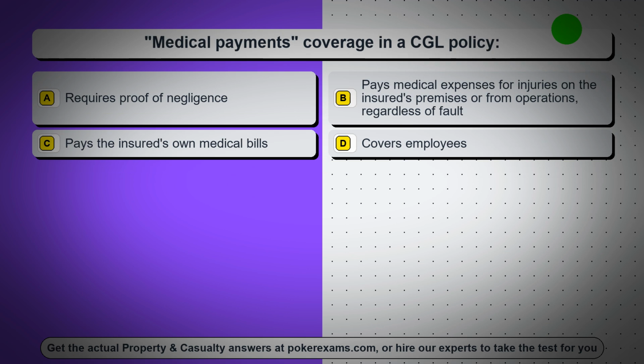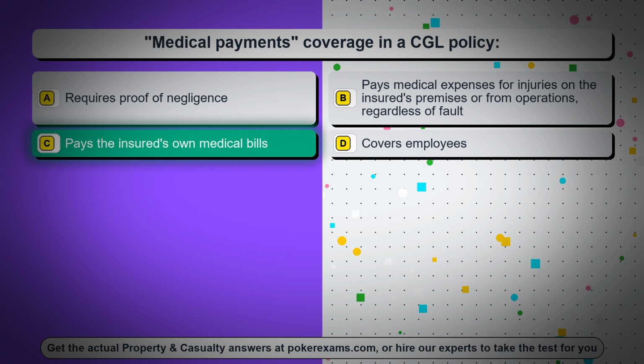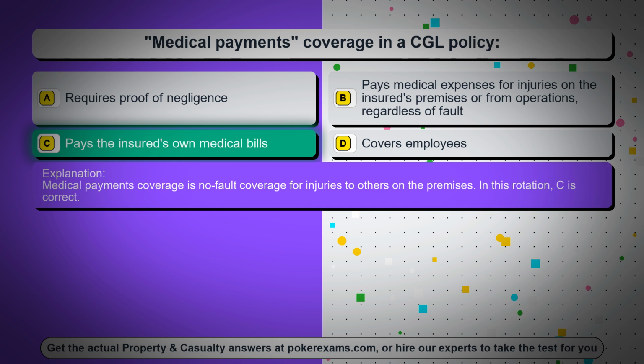Question 48. Medical payments coverage in a CGL policy. Option A requires proof of negligence. Option B pays medical expenses for injuries on the insured's premises or from operations, regardless of fault. Option C pays the insured's own medical bills. Option D covers employees. The correct answer is option C, pays the insured's own medical bills. Medical payments coverage is no-fault coverage for injuries to others on the premises. In this rotation, C is correct.